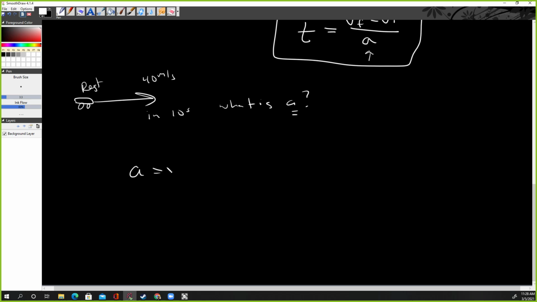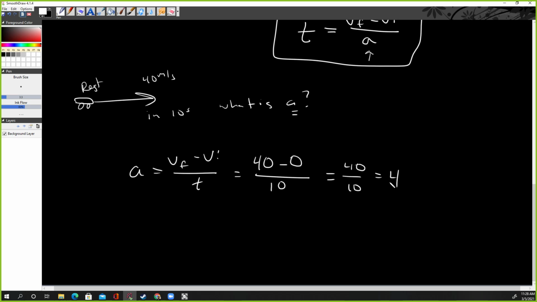And so a is equal to vf minus vi divided by t. So really it's the final speed, 40, take away the starting speed, divided by the time it took, 10 seconds, and that ends up being 40 divided by 10, which is equal to 4. And our units is this. It's meters per second up here, but seconds here. So it's meters per second.